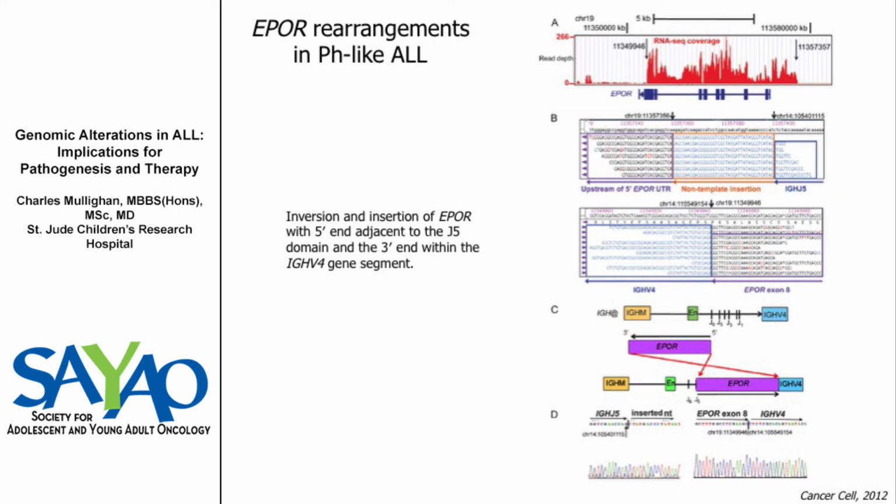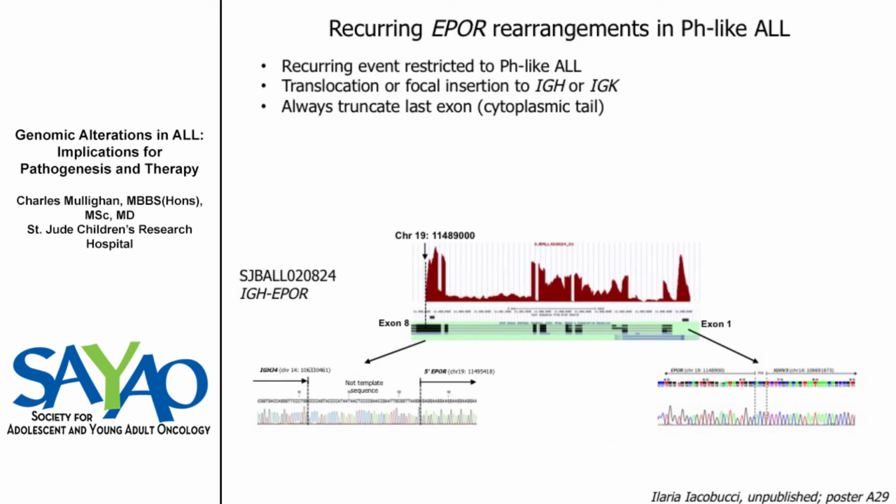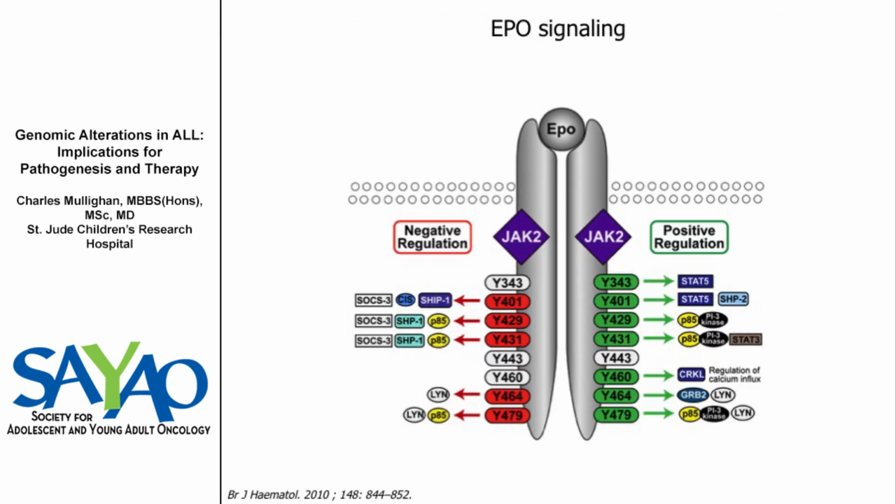And at the moment we set it aside and paid no further attention. But we now know that these rearrangements are recurrent. They're restricted to pH-like ALL. They involve either the IGH region or immunoglobulin kappa, and they always truncate the last exon, the cytoplasmic tail of the erythropoietin receptor locus. So if you see here from this read coverage heat map, this is the 5' end, this is the 3', this abrupt truncation in coverage halfway through the last exon. So what might this do?